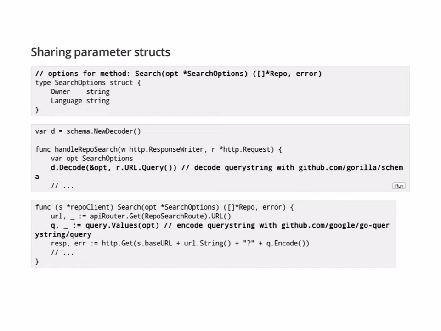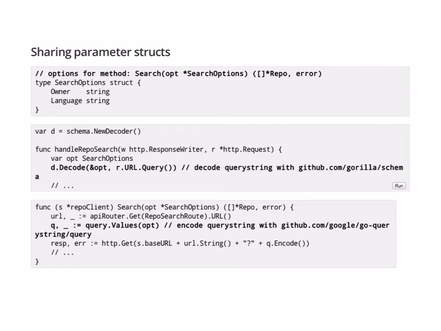Another thing that we do to save a lot of code and avoid repetition is to share the parameter structs that we use for the interface methods. Now we're kind of forced to do this because we use the same interface method signature for our API client methods as for our data store methods. And that's really great.